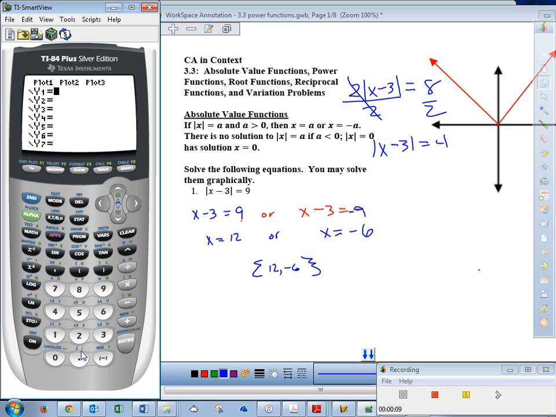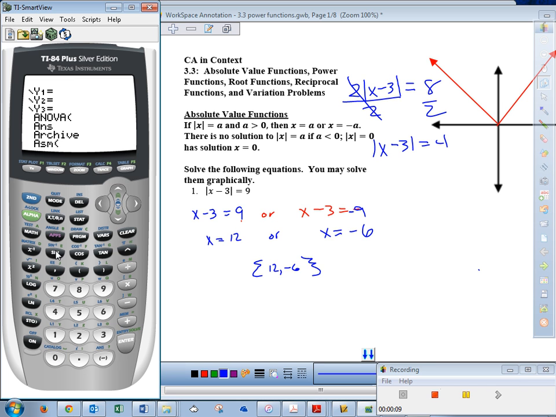The catalog is every function that your graphing calculator can possibly do listed in alphabetical order. Well, if you hit the catalog, take a wild guess what the very first function is in alphabetical order. It's absolute value, right? So that's the fastest way to get to absolute value. I'll show you again. I hit second catalog right here. And there's the absolute value.